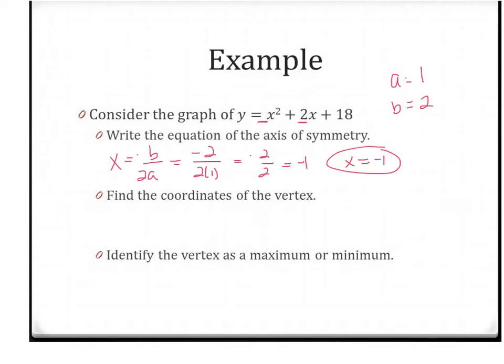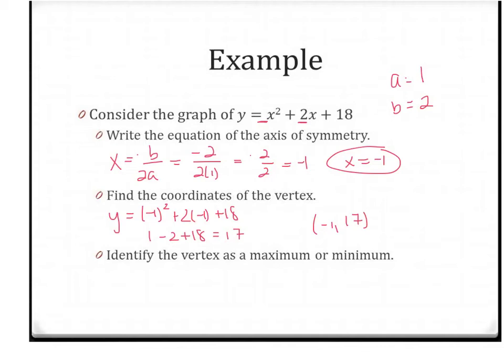Now find the coordinates of the vertex. We're going to take our original equation and plug in the x that we just figured out. So this is 1 minus 2 plus 18, which is negative 1 plus 18, so 17. So my vertex is the point (-1, 17). We might have to tailor our graph a little bit.